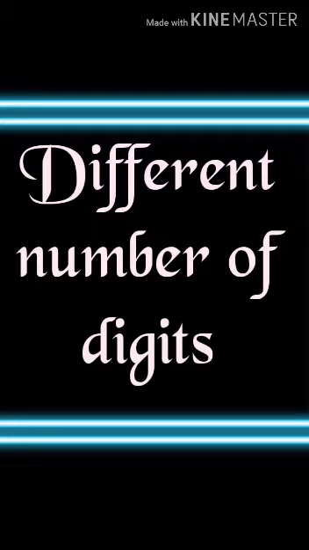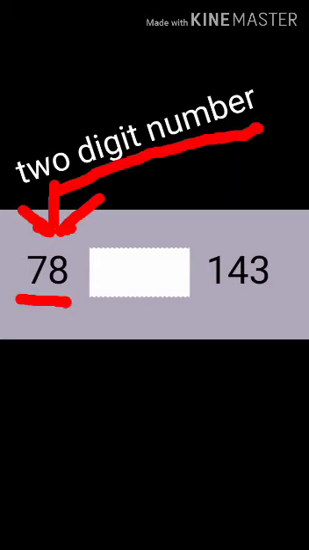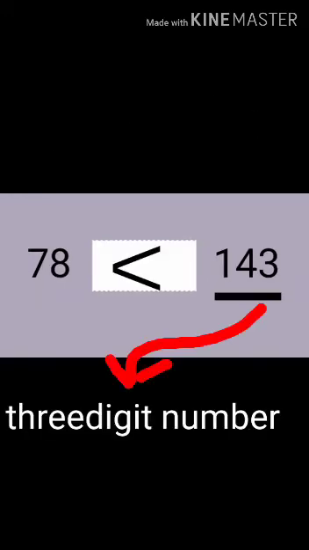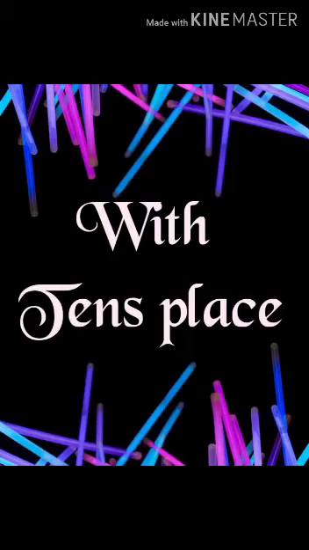With a different number of digits, we are going to compare the numbers. Here you can see 78 and 143. These two numbers we can compare. Here you can see 78 is a 2-digit number and 143 is a 3-digit number. Automatically the bigger number gets the sign, 143.